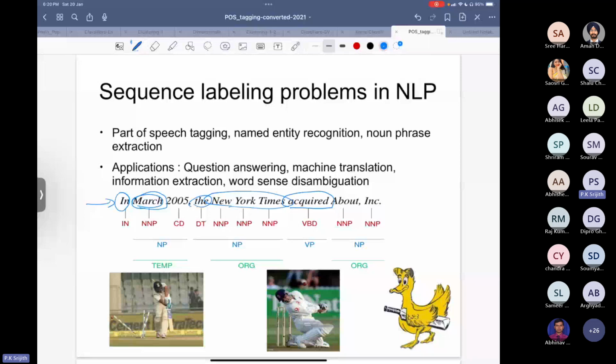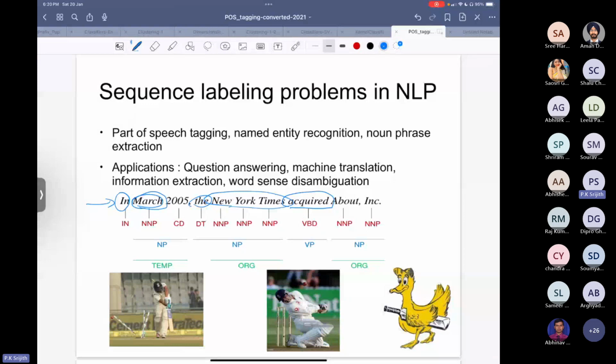For instance, in question answering, you want to find the answer to some particular question. And that answer would mostly be some kind of proper noun most of the time. If you find a sentence which is close enough to this question, what would be the answer? It could be some proper noun, and you can identify the proper noun by doing part of speech tagging.